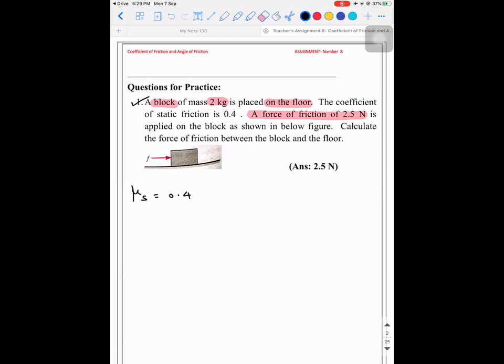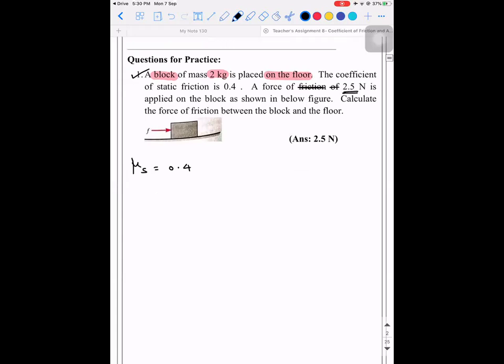See, actually, there is a mistake in the question. It's not force of friction, it is a force. The force of 2.5 Newton is applied on the block as shown in the figure. Calculate the force of friction between the block and the floor. So how will you solve this question?